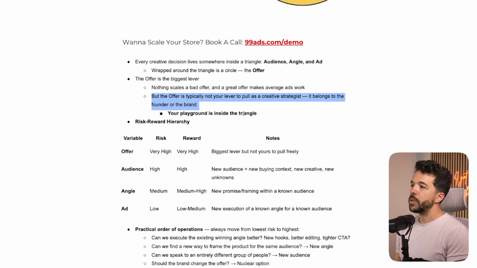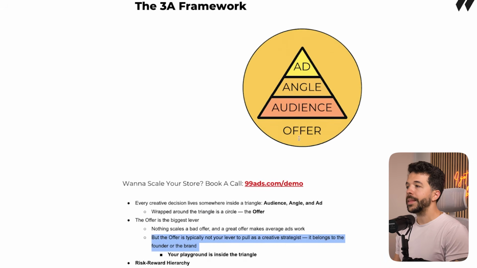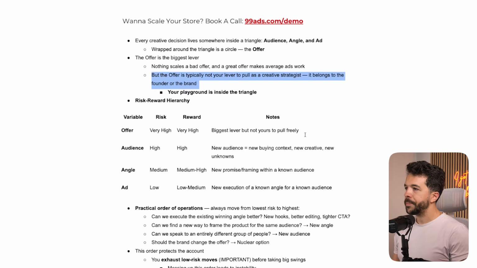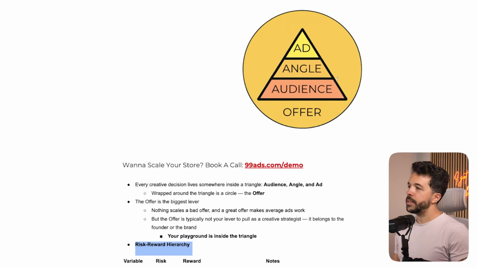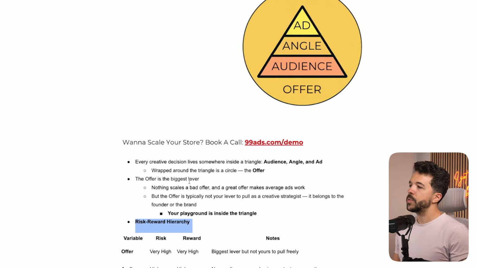Your playground is mostly inside the triangle, but you want to keep in mind that the offer literally changes the math completely. So it's something that you want to take into account, especially as you're scaling, especially as you're growing. And we'll touch on this later. Now, again, your playground is inside the triangle. This 3A framework comes with a risk-reward hierarchy. So from bottom up, you have highest risk to lowest risk, but you also have highest reward to lowest reward.